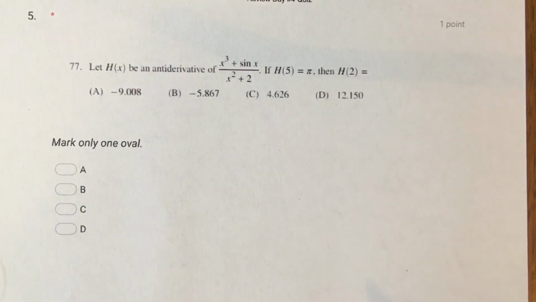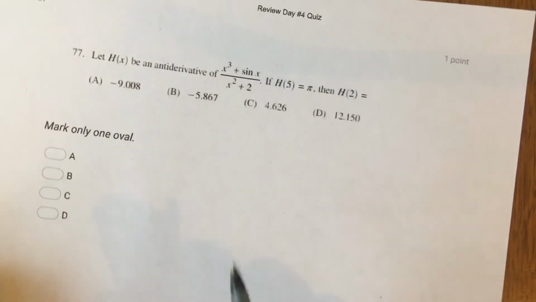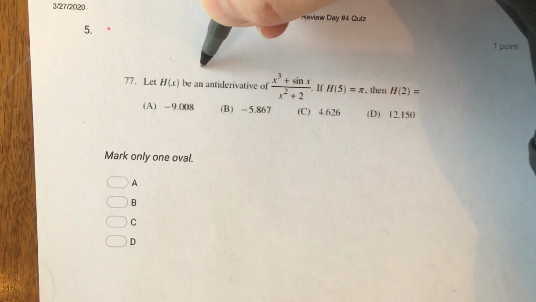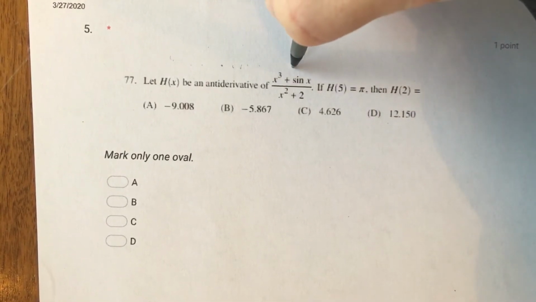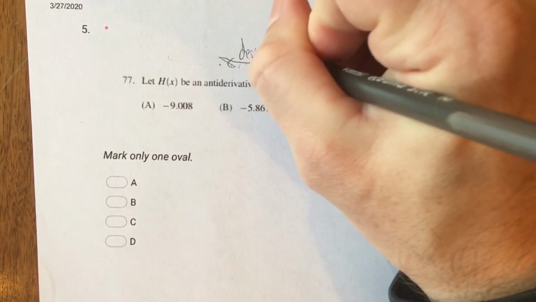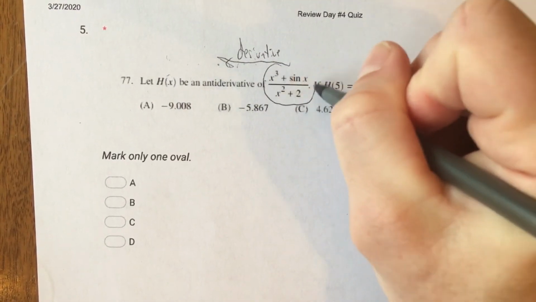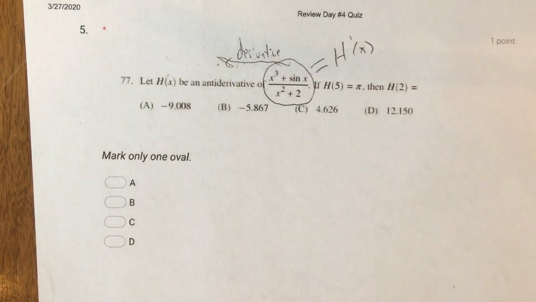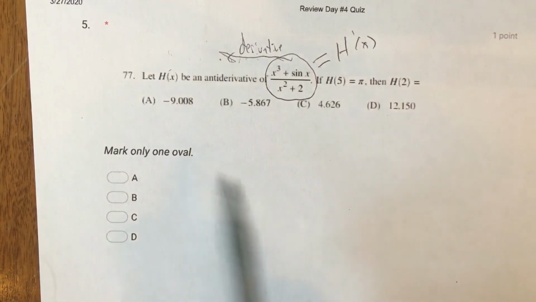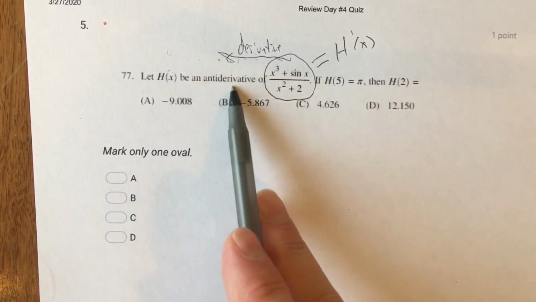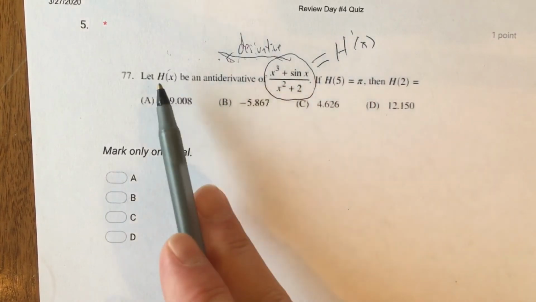All right, 77 says that h of x is the antiderivative of this. So anytime, again, we see this language, h is the antiderivative of this, that means this, going this way, is the derivative of h. So in other words, this right here is equal to h prime. Okay? So it's kind of something that you can tell yourself if you see that language on the test. If I read it this way and it says antiderivative, that means this is the derivative of that.